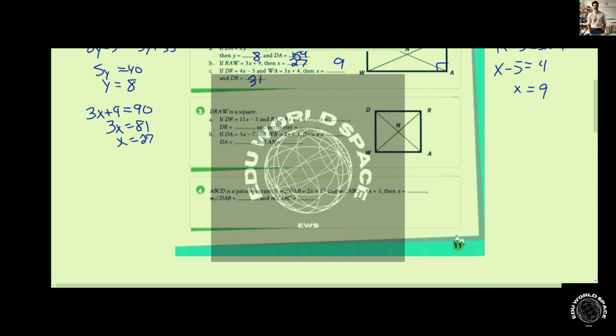On to the square. 4 equal sides, 4 right angles. The diagonals are perpendicular and bisect each other. Lots going on with the square. So DR and RA would be equal to each other because they're sides of a square.